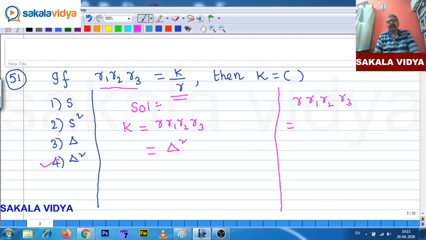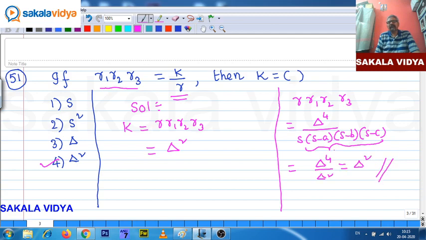Delta by s minus a, delta by s minus b, delta by s minus c. This will be delta power 4 by s into s minus a, s minus b, s minus c. See, we know that s into s minus a, s minus b, s minus c is delta square. Delta power 4 by delta square is equal to delta square. This is the proof. Okay, right.